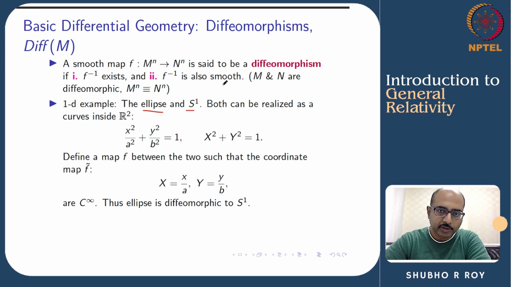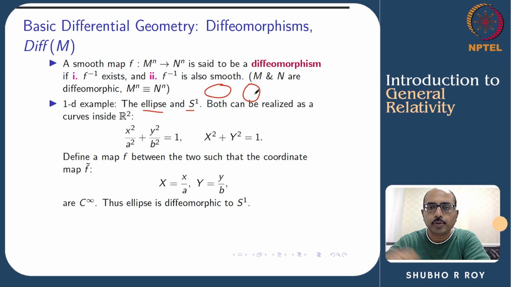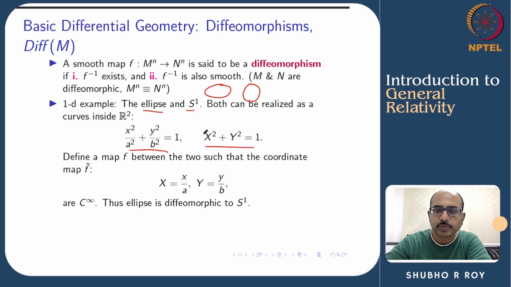The fact that these are diffeomorphic, perhaps you can just look at the corresponding graphs and say that okay, it seems like they're going to be smoothly deformed into one another. But more explicitly, both can be realized as curves inside R2, right? This is the ellipse, and this is the equation for the curve which represents the circle.